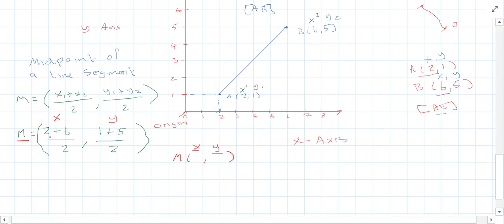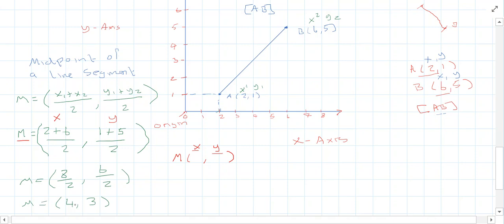So we add: 2 plus 6 is 8, so that's going to be 8 over 2. And then 1 plus 5 is 6, so that's going to be 6 over 2. Okay, so again we continue with this, and then we can break this down further. So 8 divided by 2 is 4, so that's going to be 4. And then 6 divided by 2 is 3. So now we have coordinates for the midpoint.